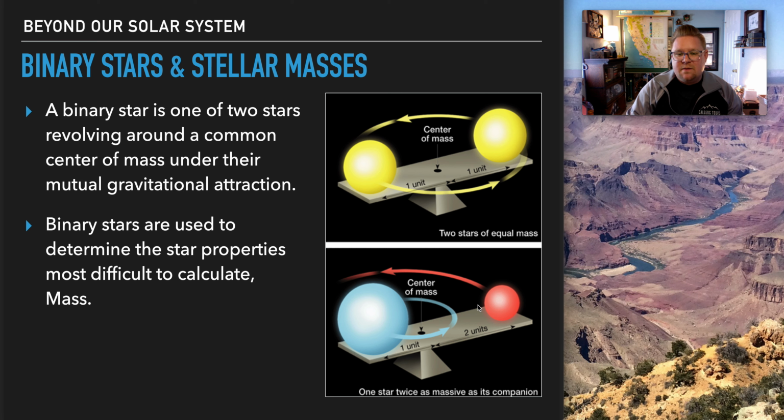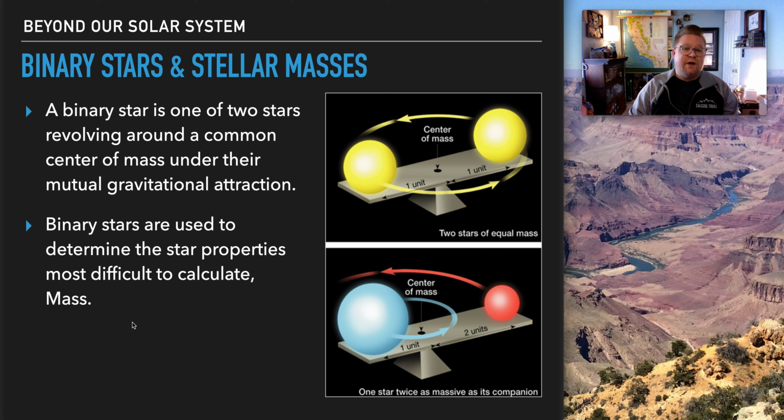The main thing is, what is a binary star? A binary star is one of two stars revolving around a point where we know its absolute size. Based on that, we're able to create relative understandings of the sizes of other stars within its plane. Moving binary stars are used to determine star properties, and it's usually most difficult to calculate the mass of other objects.